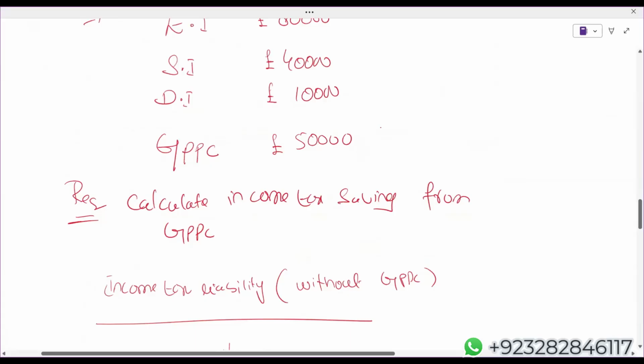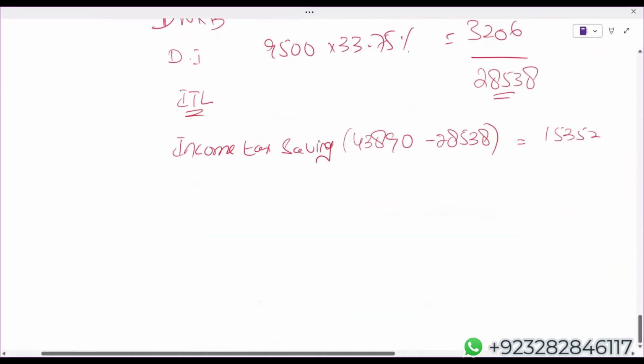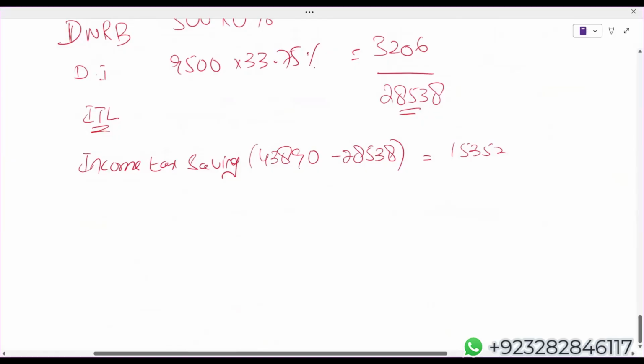Calculate income tax saving from gross PPC and total relief. They are asking you to calculate income tax saving as well as total relief. When it says total relief, now things will change. Now try to understand. We are saving income tax, there is no doubt about it. We are saving 15,352, but they're asking, give us the total tax relief. Just don't give us only the income tax saving.